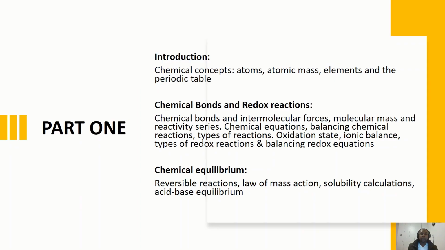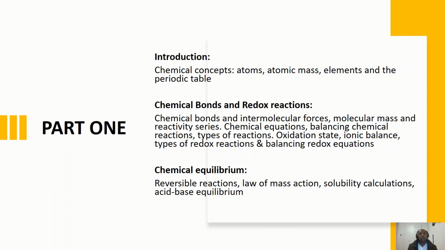The course has been divided into four parts: part one, part two, part three, and part four. For part one, we're going to be looking at the atoms, atomic mass, elements, and periodic table. Then from there, we go to chemical bonds, redox reaction, and then chemical equilibrium.